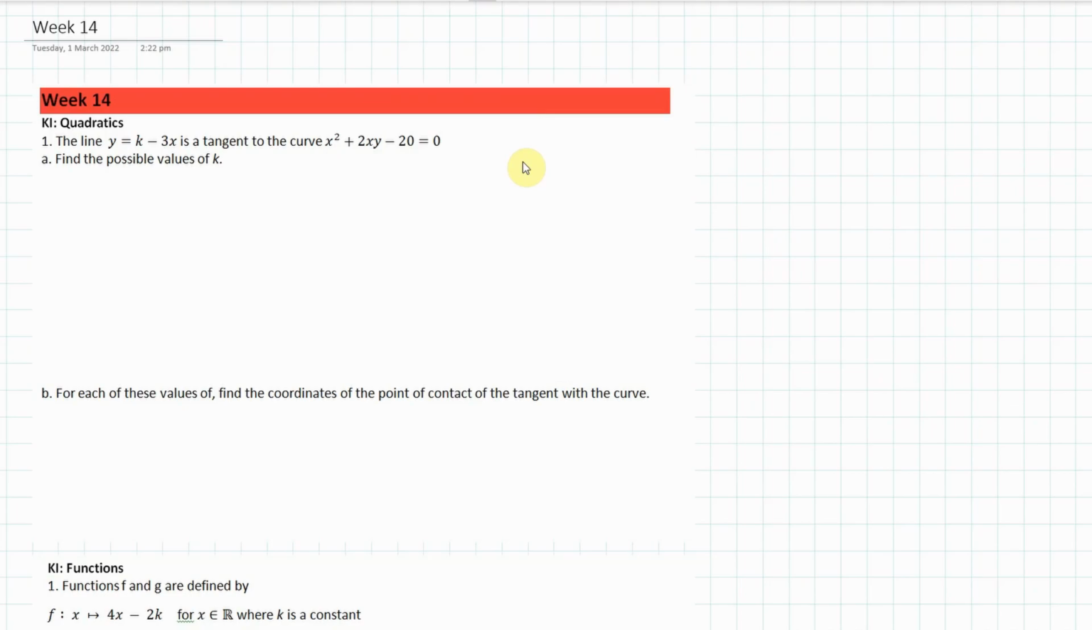So the first question is a quadratics question. We're trying to find the possible values of k for which this line, y equals k minus 3x, is a tangent to this curve here.